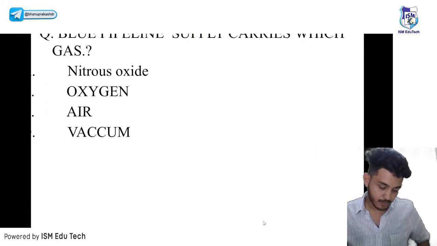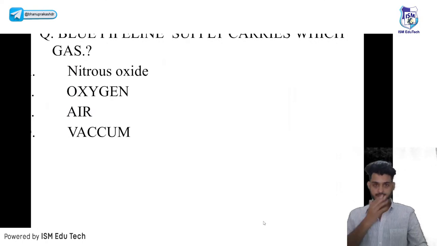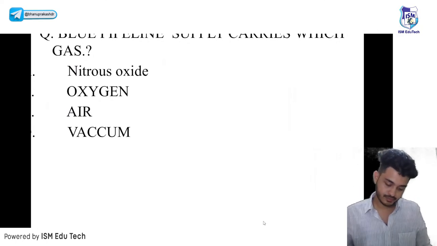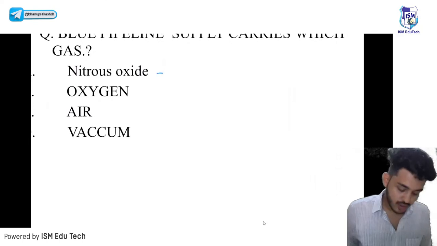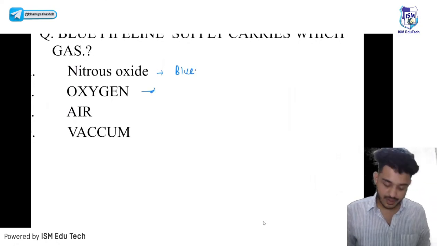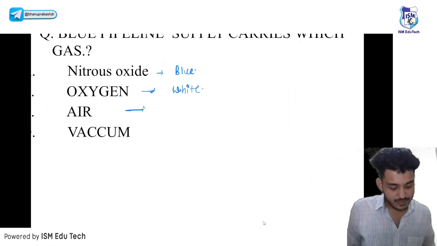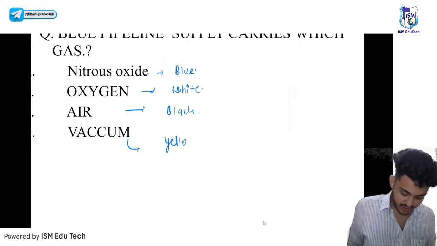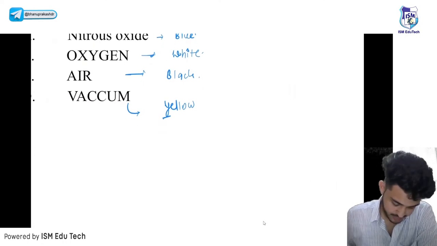Okay, can you solve this question? Blue pipeline carries which of the following gases? Blue mein kaun sa hoga? In blue there will be which gas? That is your nitrous oxide. Oxygen is important, right? So it will be white. Air will be black. Vacuum will be yellow. B is like white. Very nice, Fatima. Very nice, Jayagopal. Avnish, Dr. Murphy. Wonderful.